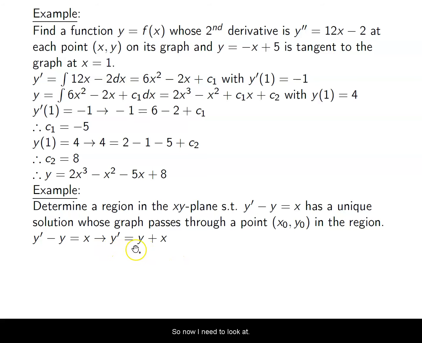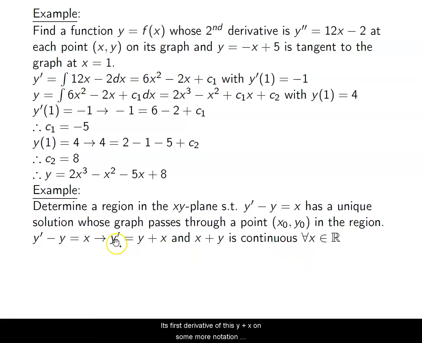So now I need to look at the first derivative of this y plus x function. Again, some more notation here. This upside down A means "for all." This function is continuous for every x value that exists in R. This is continuous over all of R. There are no values of x that I cannot plug in, no values of y I can't plug in. It's continuous over all real numbers.